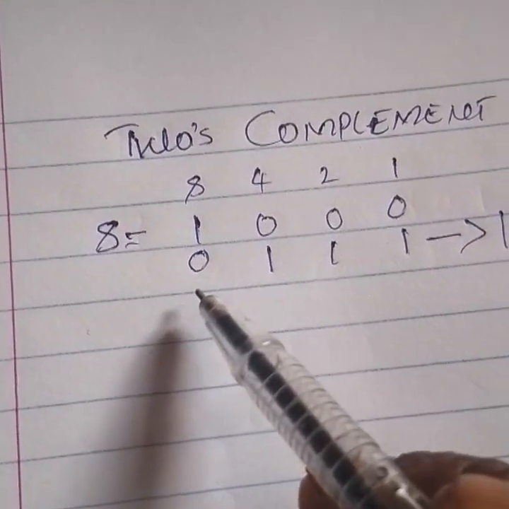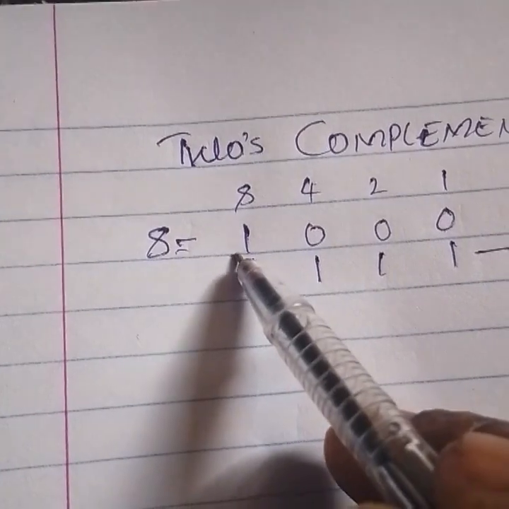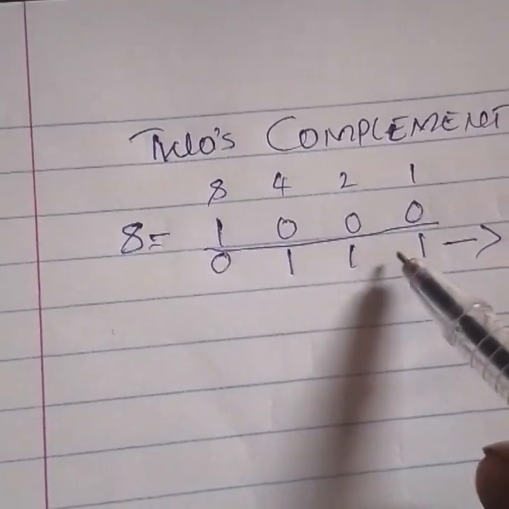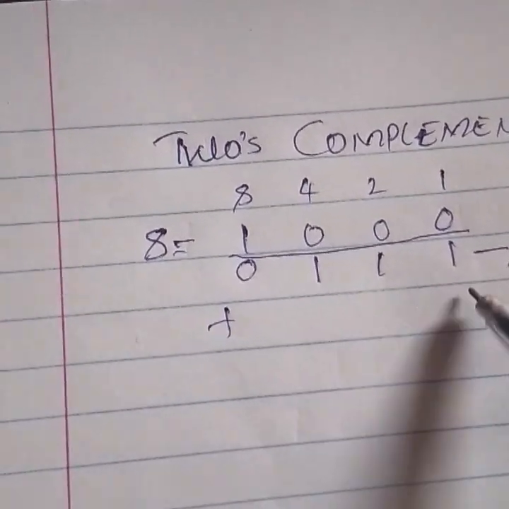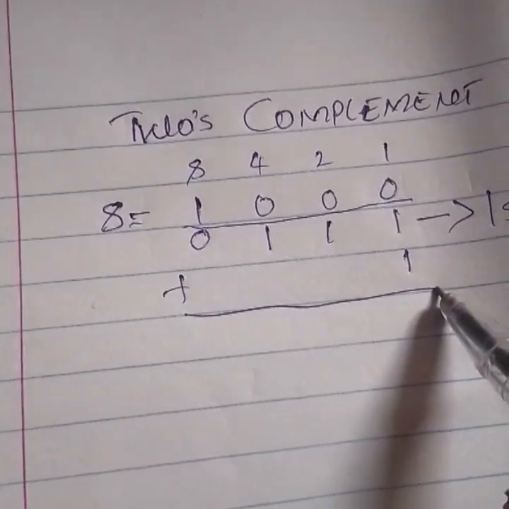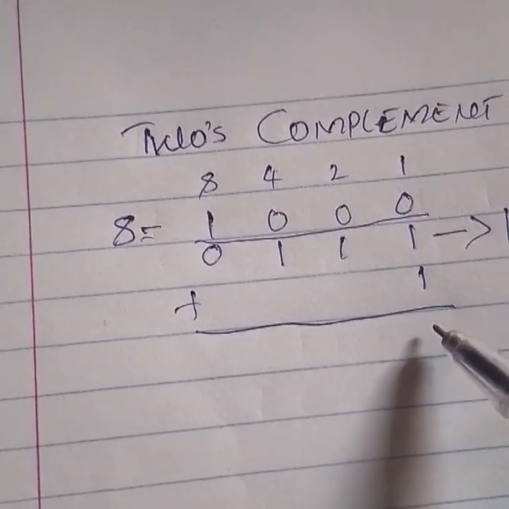Okay, so in solving this again, what I need to do is to add 1 to the ones complement. Add 1 to the ones complement. So by adding 1 to the ones complement, I have that 1 plus 1 gives me 2.